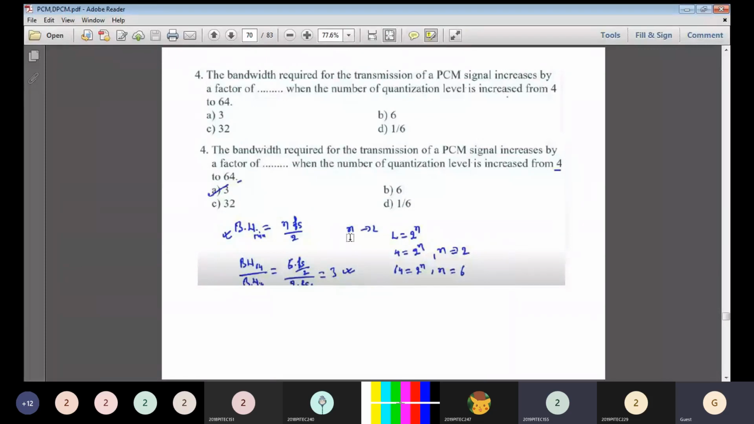Okay, the number of quantization levels is denoted as L. So what is the formula? Bandwidth is n into fs by 2, where fs is the sampling frequency, and n is the number of bits, where L is the number of quantization levels. So L can be written as 2 power of n. The value of L is initially 4, equal to 2 power of n. So the small n value will be 2. Look here.